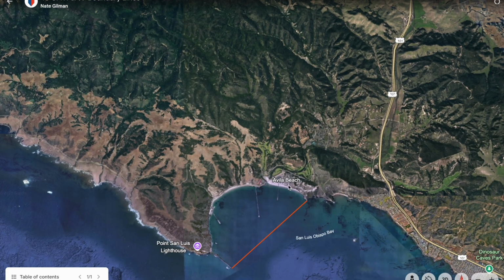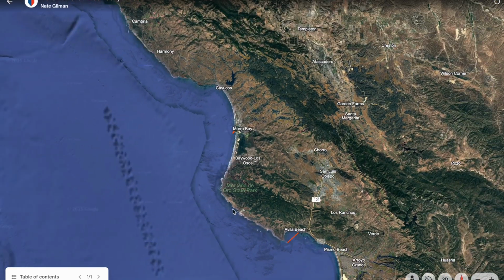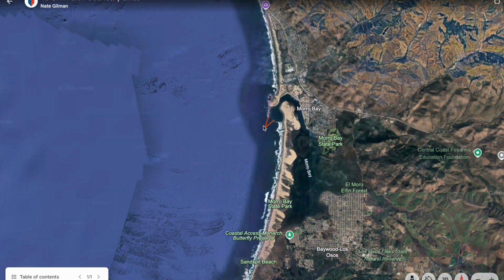At San Luis Obispo, you can see there's a little bit of inland waters, and then the whole rest is going to be near coastal. And same thing with Morro Bay, right at the harbor entrance, coming in and out. This is all near coastal, this is all inland.